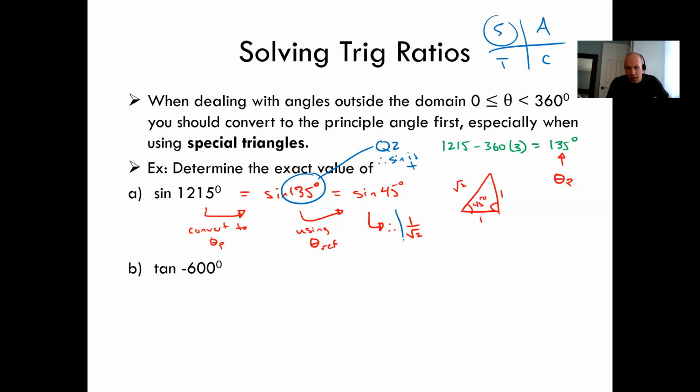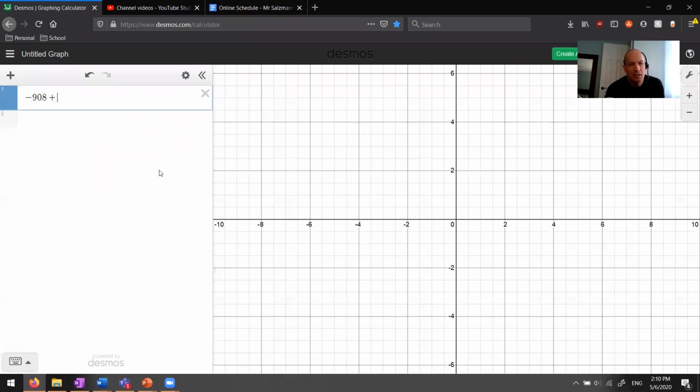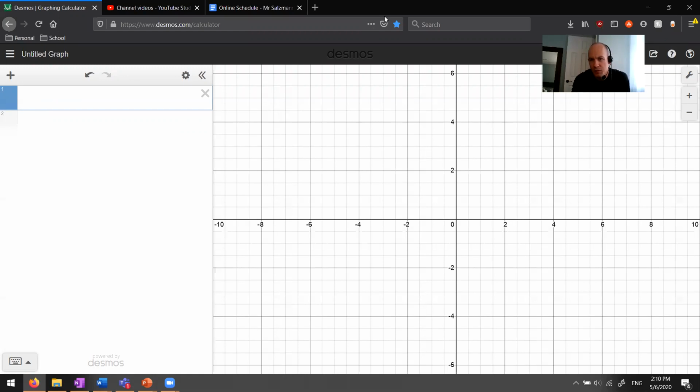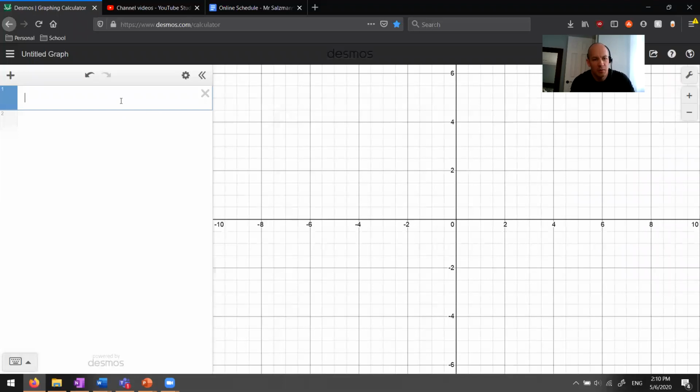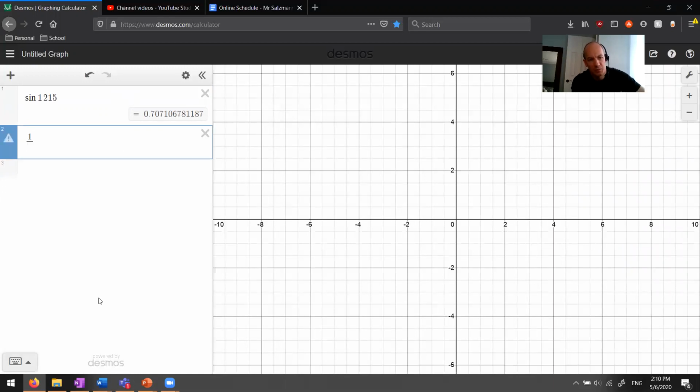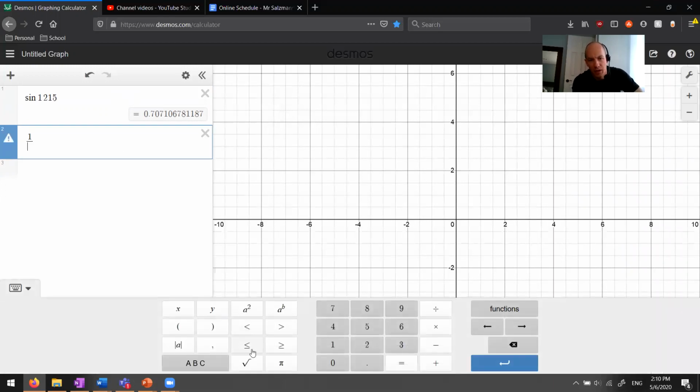Okay, so this is actually my complete final answer. And if I go to my calculator and I type in sine of 1215, and if I'm in the right mode, you always have to check, especially using Desmos. Okay, so I'm in radian mode, I don't want to be there, I want to be in degree mode. If I type in sine of 1215, I get 0.707, which it turns out is precisely the decimal value of 1 over root 2. So there we go. We figured out sine of 1215 without a calculator.